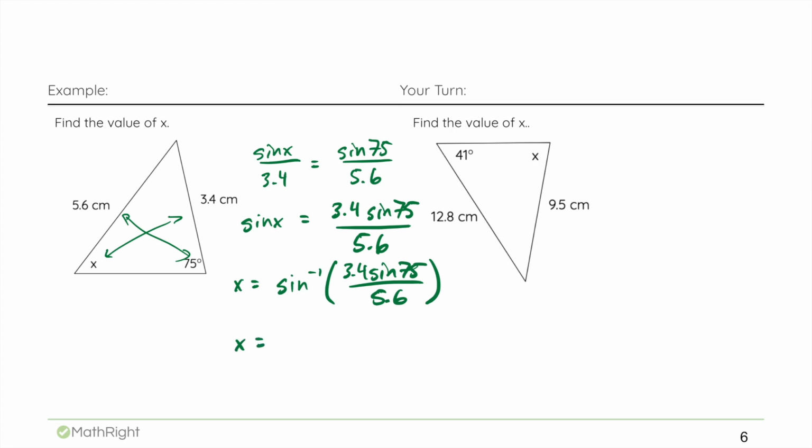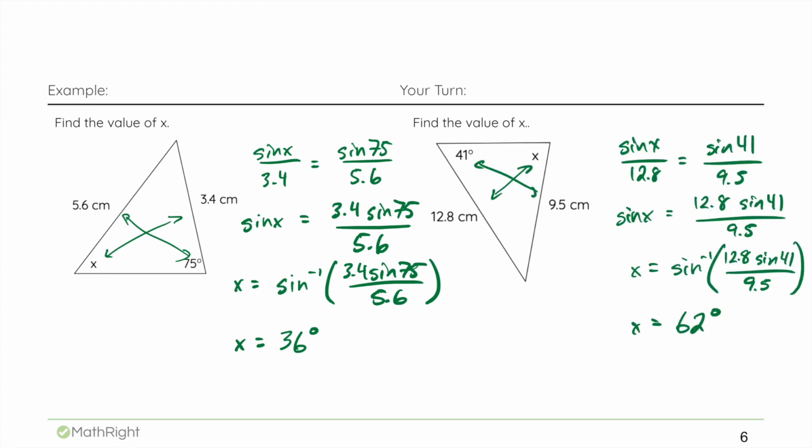Alternatively, you could have figured out the 3.4 sine 75 over 5.6 on its own and then done the inverse sine of that. Totally fine, but I'm just going to do it this way, and I end up getting a value of 35.9, or rounding to the nearest degree, 36 degrees. Pause the video, try the question on the right, and see how you do. The answer is 62.1, or rounding to the nearest degree, 62 degrees.